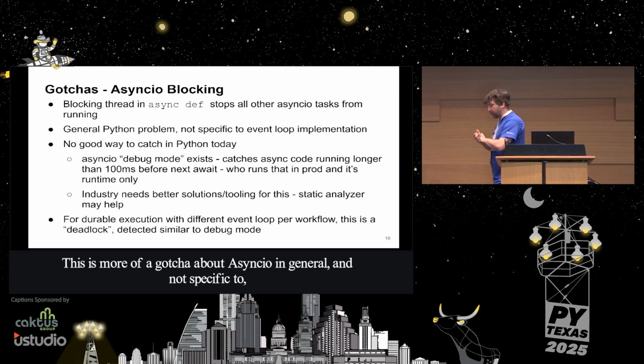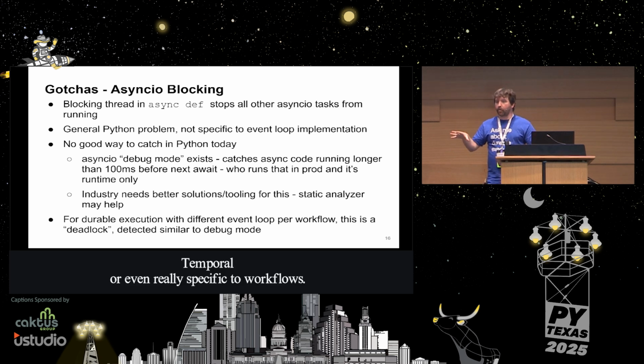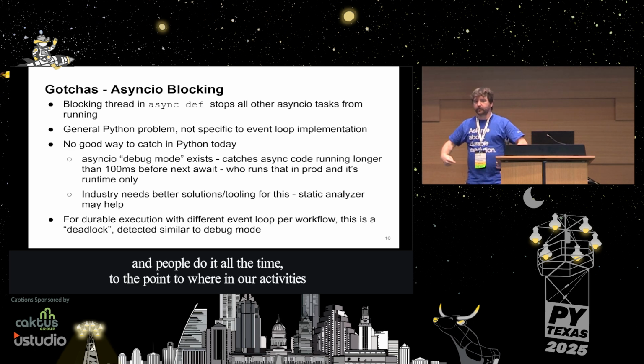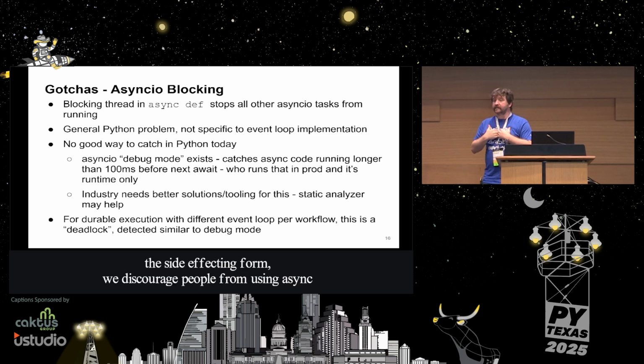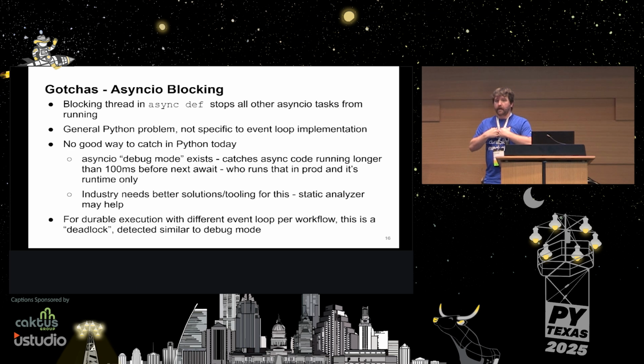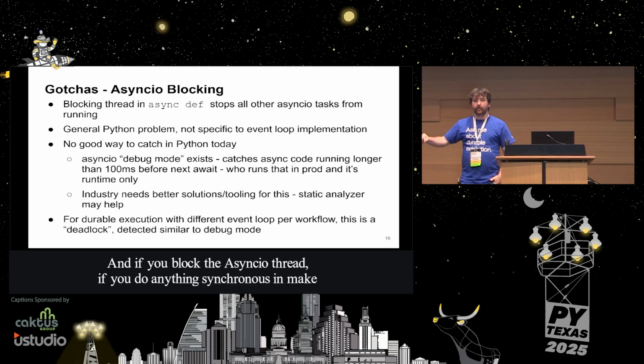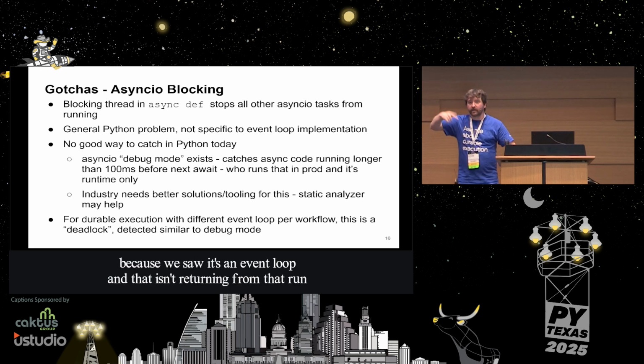Another gotcha. This is more of a gotcha about asyncio in general and not specific to Temporal or even really specific to workflows. And that is, it is too easy to block the asyncio thread. And people do it all the time, to the point where in our activities, the side-effecting form, we discourage people from using async because they're not sure that some transitive code further down isn't going to accidentally block the thread. And if you block the asyncio thread, if you do anything synchronous in an asyncio thread, you've gummed up the whole system because we saw it's an event loop.